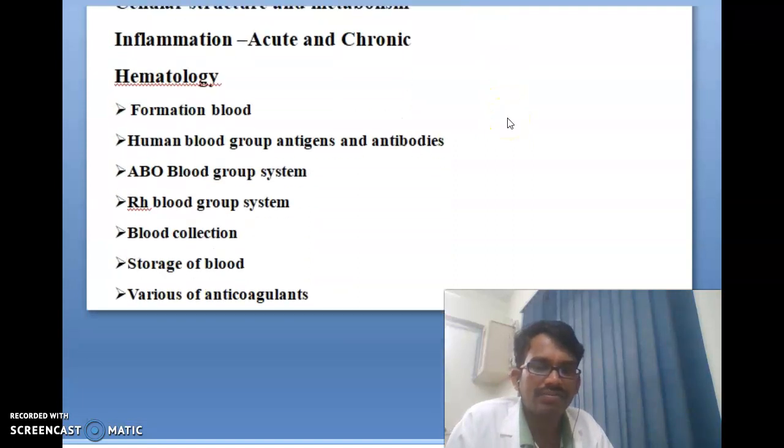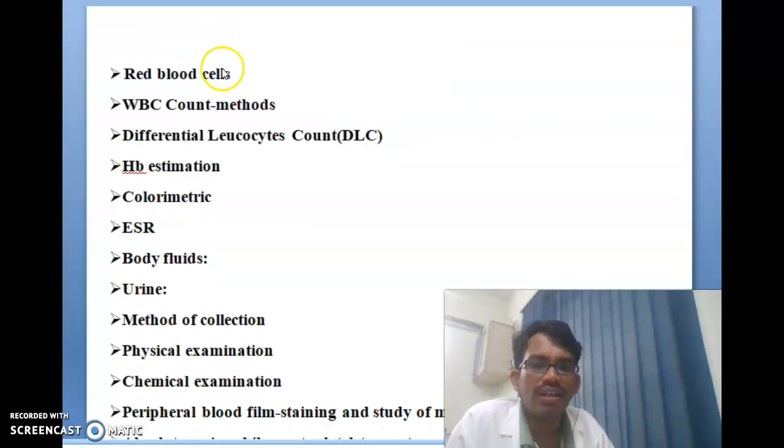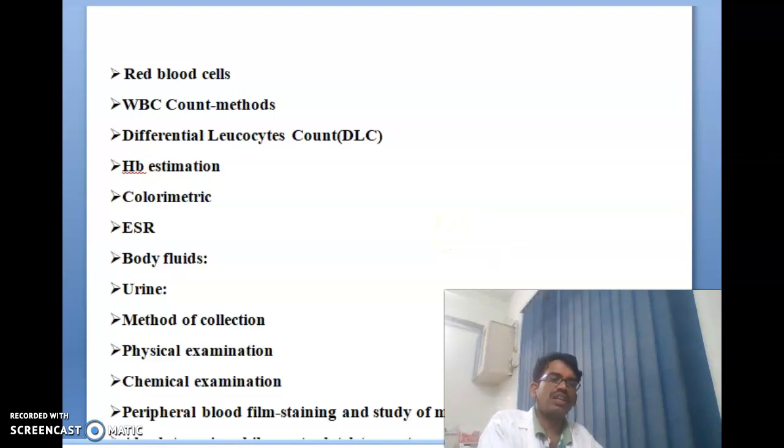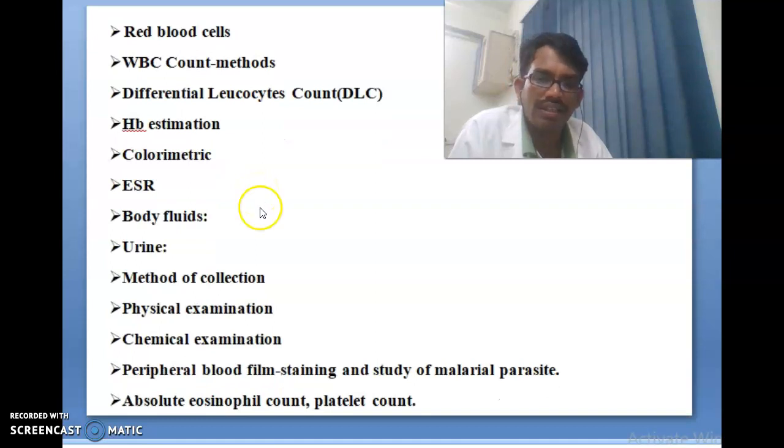And I will show you some more topics in pathology. Red blood cells and white blood cells, like WBC count methods, and differential leukocyte counts, DLC, hemoglobin estimation, colorimetry, ESR, body fluids and urine and methods of collection, physical and chemical examination, peripheral blood films and staining and study of malaria parasites. These topics will be discussed in pathology, and the absolute eosinophil count and platelet count also come under the pathology subject.